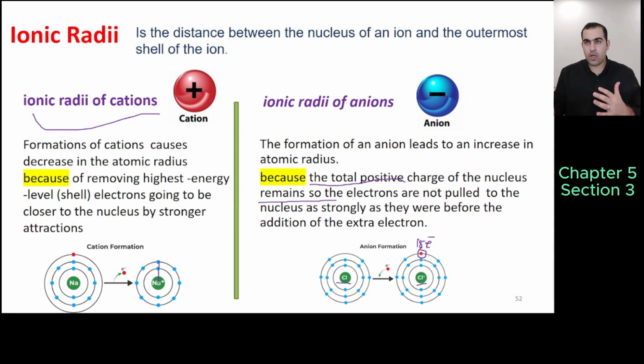When there are more electrons and fewer protons, electrons are pulled by the nucleus, but not as strongly as they were before the addition of the extra electrons. Okay? When there are more electrons, attraction decreases. When attraction decreases, electrons are not pulled by the nucleus strongly, then size increases. When a cation forms, when an atom loses an electron, size decreases. When an atom gains an electron, its size increases. Okay?